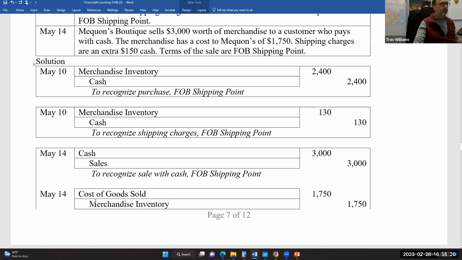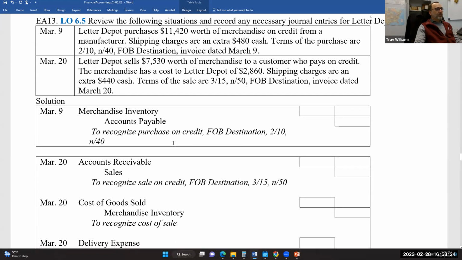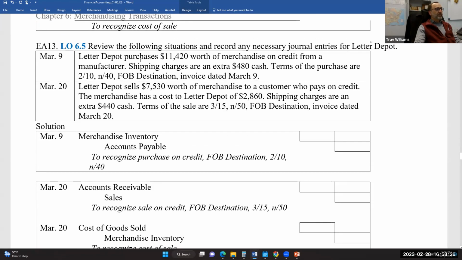Okay, any questions there? Let's do another one, number 13. Here, this company's the purchaser. They buy $11,420 worth of merchandise on credit. That's a debit to merchandise inventory. It's a credit to accounts payable.